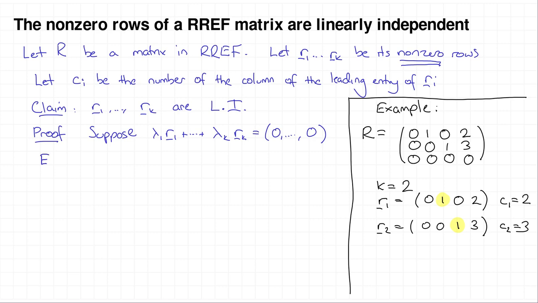Now we're going to consider a number i between 1 and k. Remember, our job, because we're trying to show these rows are linearly independent, is to show that if we've got this linear combination of the rows equal to the zero vector, then actually all of the scalars lambda i must be equal to zero. So we'll do that one at a time by thinking about a particular number i between 1 and k.